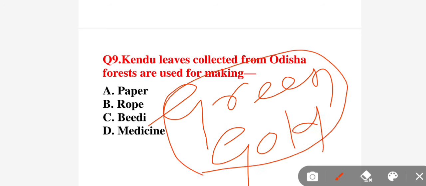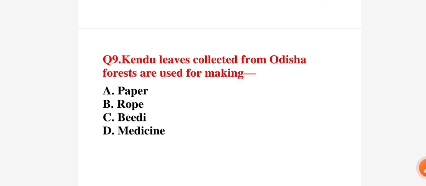Do remember, you must remember this. Kendu leaf is called the green gold of Odisha. In which areas are Kendu leaves found? In Sundargarh, Anugul, Kalahandi, Keonjhar, Balangir, Nabrangpur, Sambalpur, Bargarh, Kandhamal, Mayurbhanj, Ganjam, Rayagada. These are the districts in which Kendu leaves are massively produced.